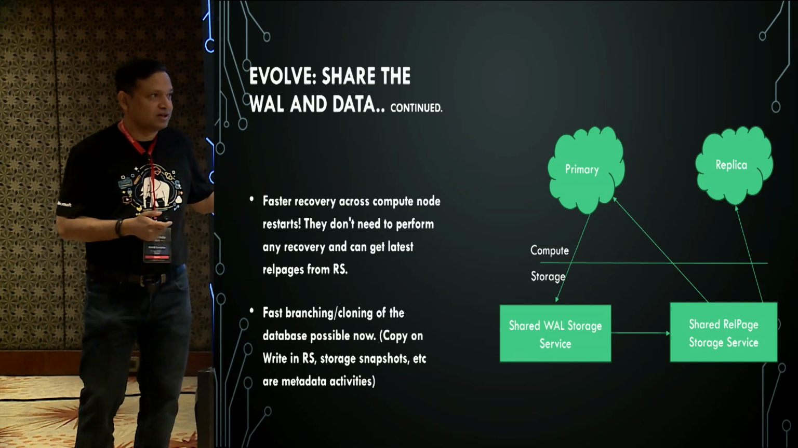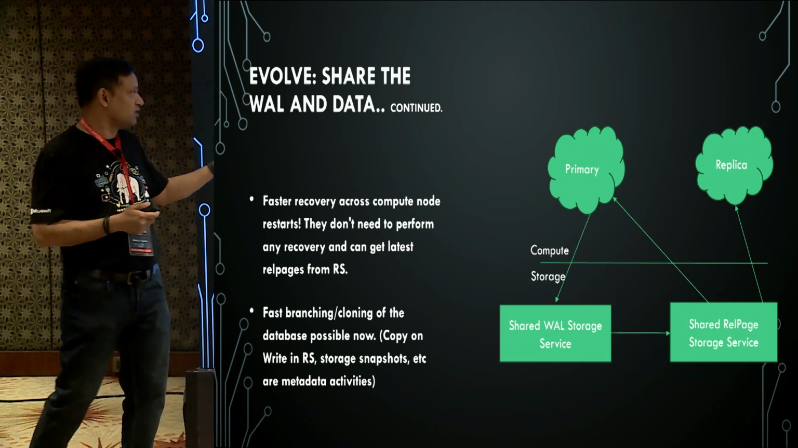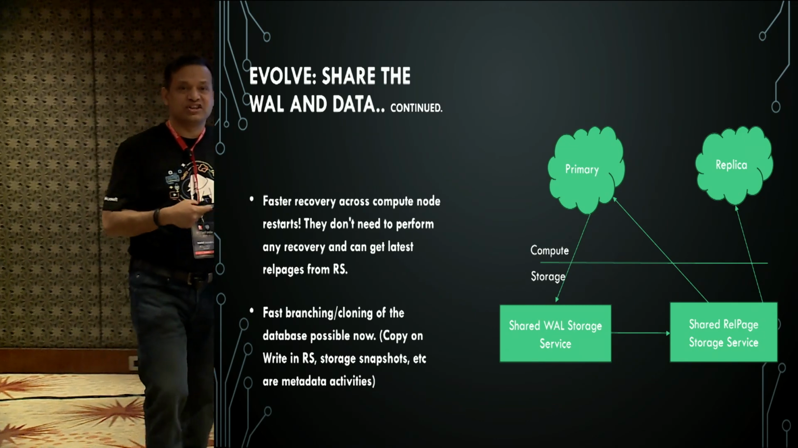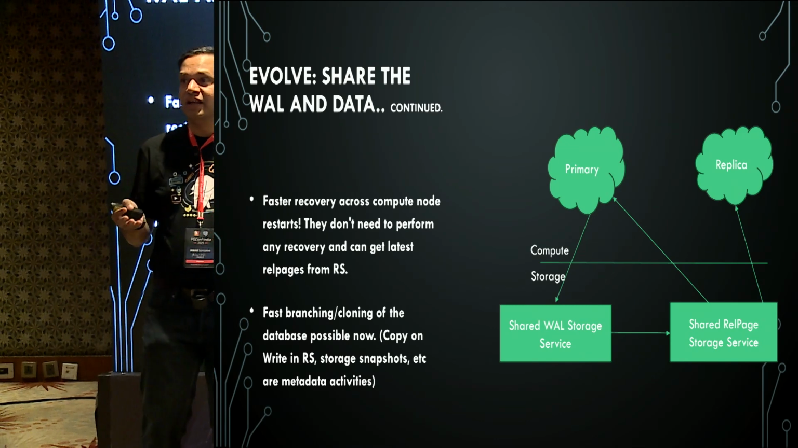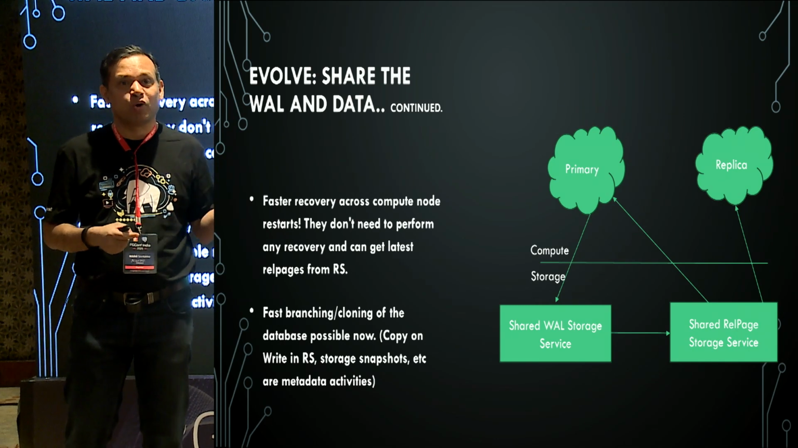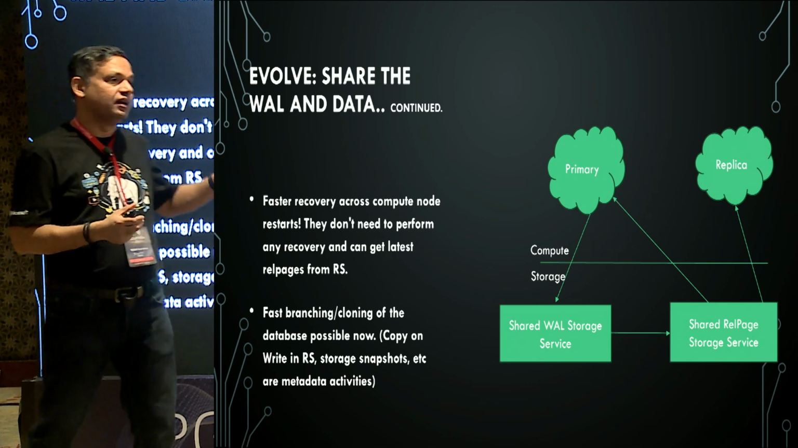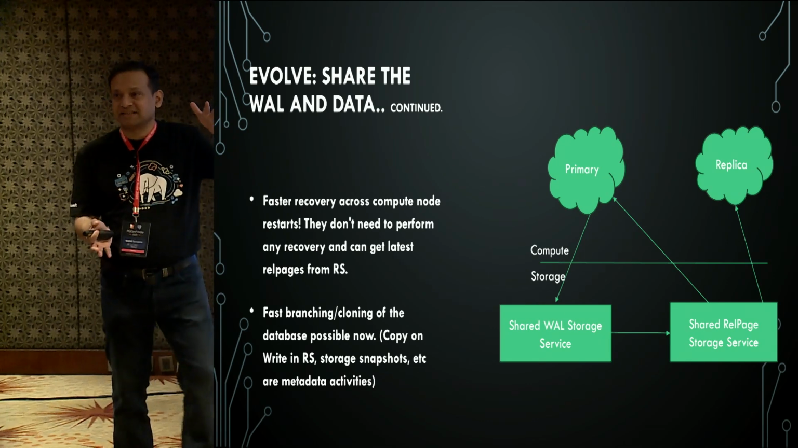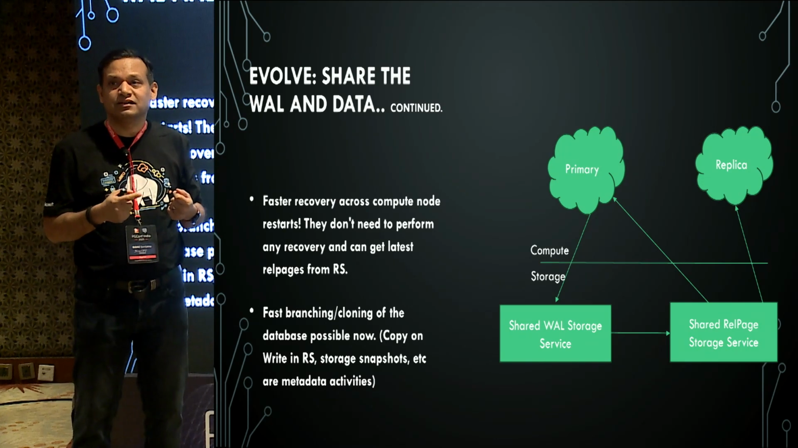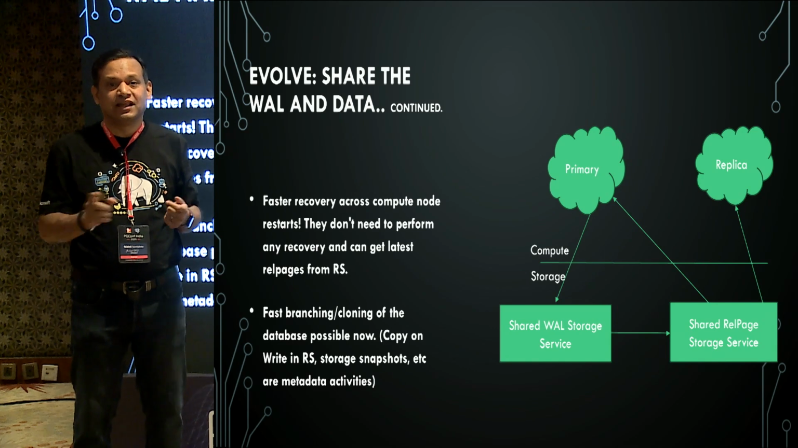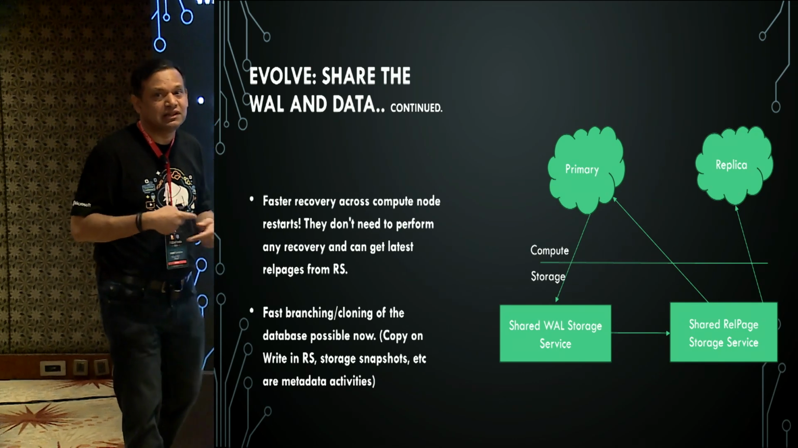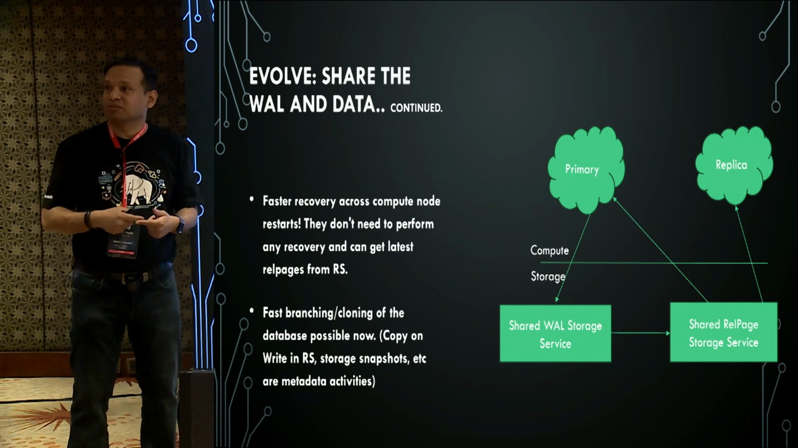So other salient points: faster recovery across compute node restarts. Traditionally today, if PG restarts, it finds the last checkpoint and it redoes the WAL from that point to come up to date. Now in this case, it just needs the basic subset, and it can identify the LSN that it needs to work with, and then just say to the page service, give me the page view at this specific LSN. So restarts have become really fast now in this architecture.